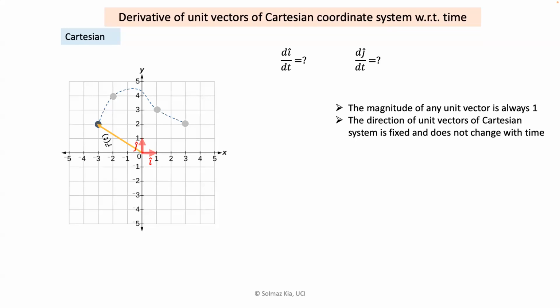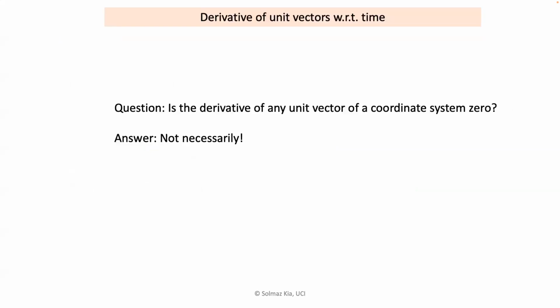i is always in x-axis direction pointing to the positive sense of this coordinate, and j is always in y direction pointing to the positive sense of y coordinate. Therefore, we can conclude that the derivative of these unit vectors are 0 because these two vectors do not change with time. Now we may ask, is the derivative of any unit vector of a coordinate system 0? The answer, as we will see next, is not necessarily.